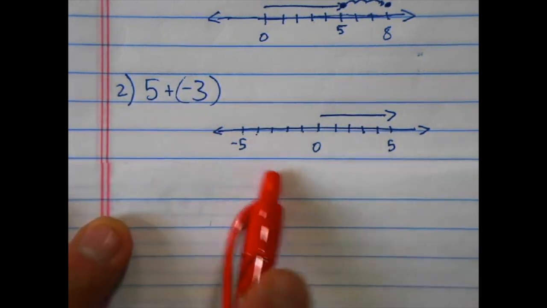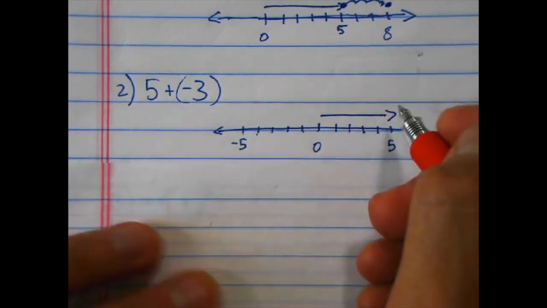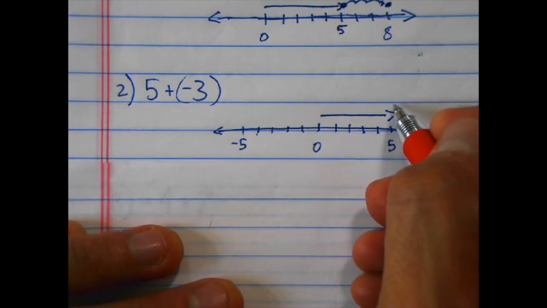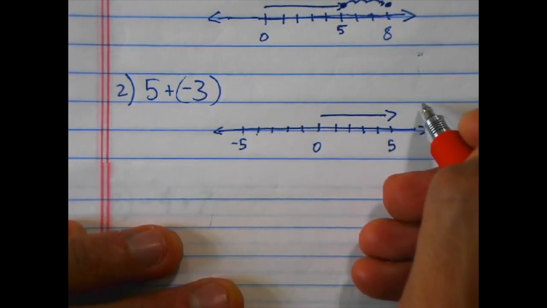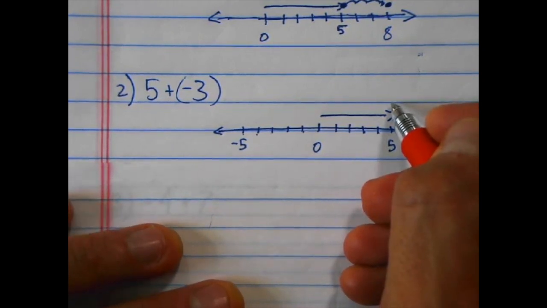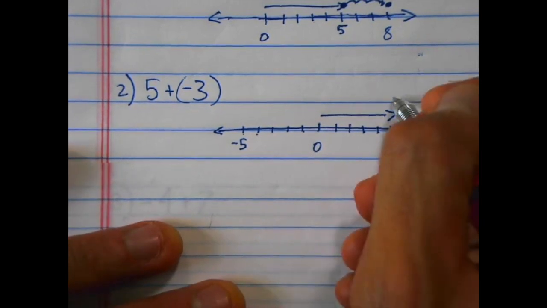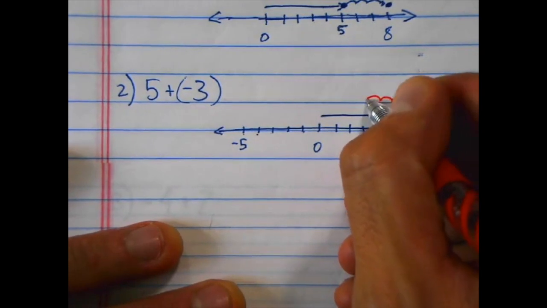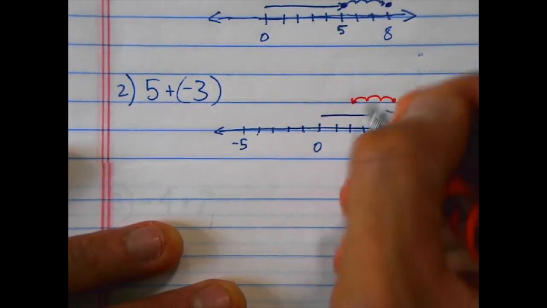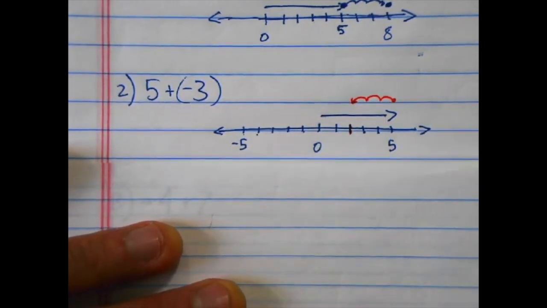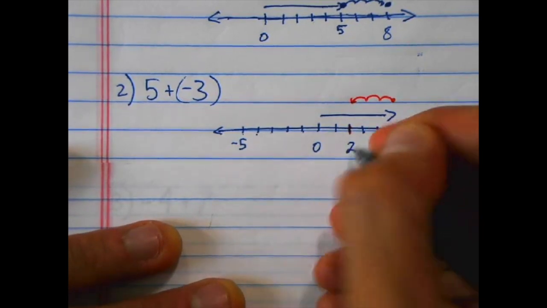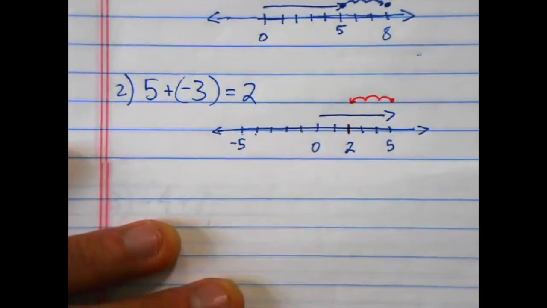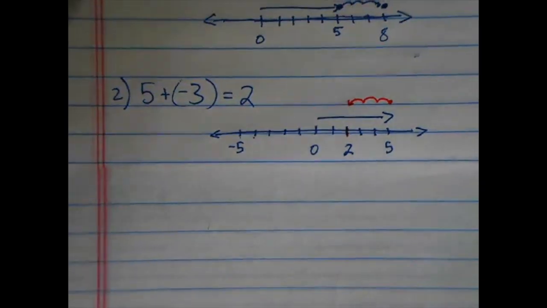So now we're at positive 5, because we moved over to the right 5, and we're going to add negative 3. Instead of going to the right, adding a negative means we go in the opposite direction, so we have to go to the left. So I'm going to go to the left 3: 1, 2, 3, which means I end up at 2, which is kind of weird at first because we're adding, but we got a smaller number. All right, let's try another one.